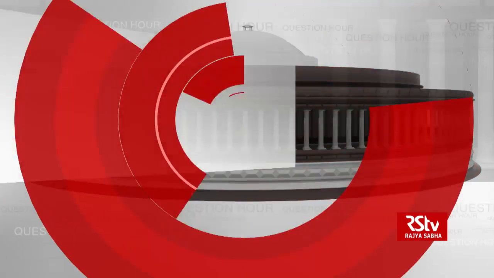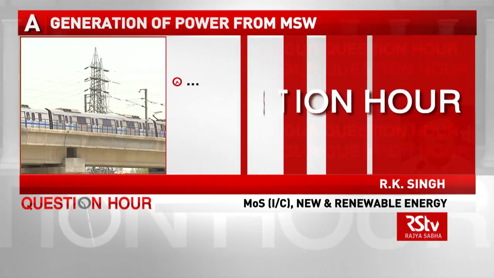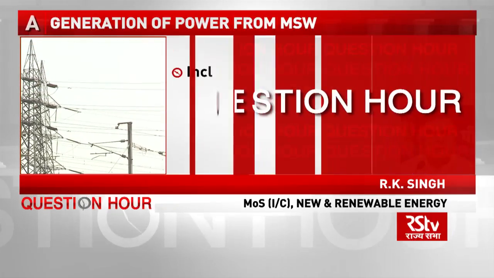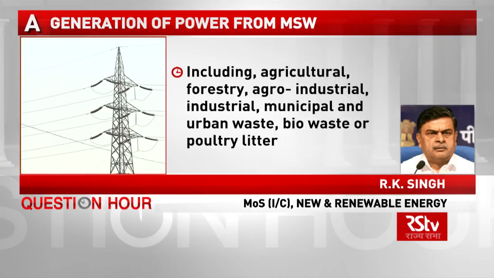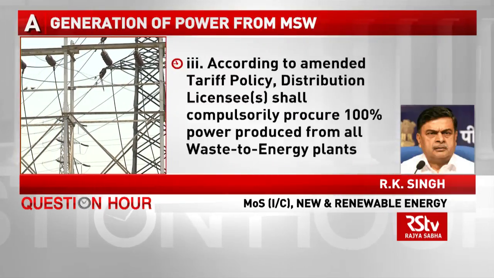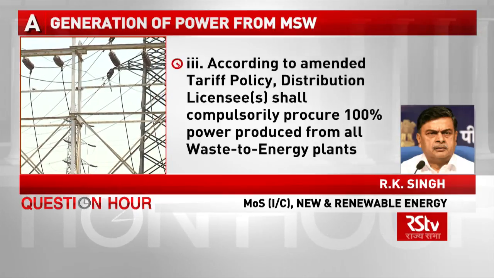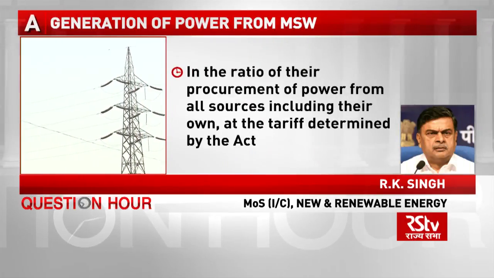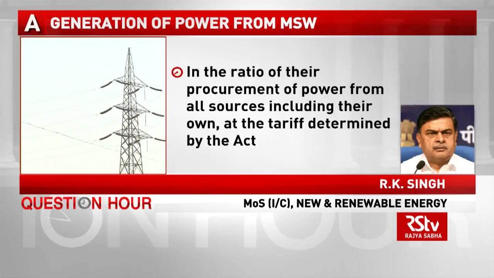Government also provides custom duty concession for procurement of machinery and components required for initial setting up of a power project and compressed biogas plants using non-conventional materials, namely agricultural or forestry or agro-industrial or industrial, municipal and urban waste or bio-waste or poultry litter. According to amended tariff policy, distribution licensee shall compulsorily procure 100% power produced from all waste to energy plants in the state in the ratio of their procurement of power from all sources, including their own, at the tariff determined by the appropriate commission under section 62 of the Act.